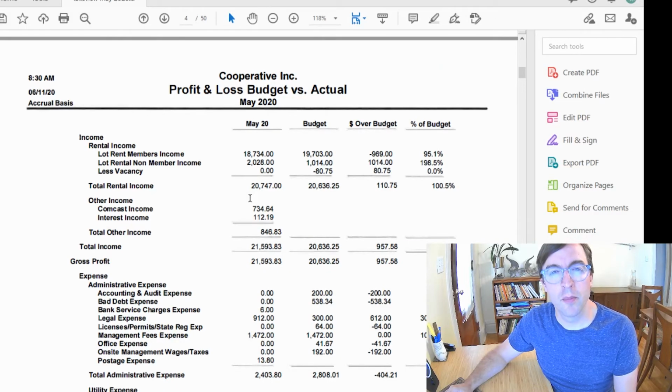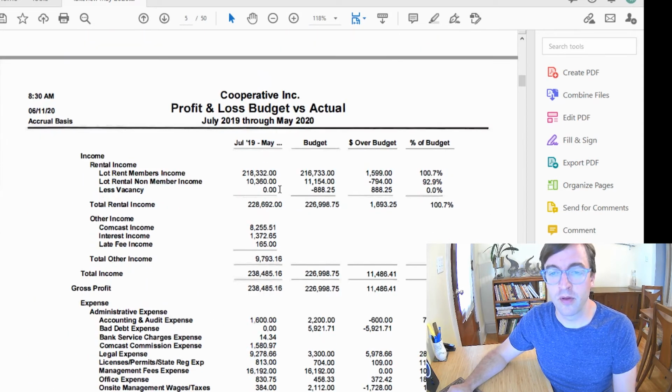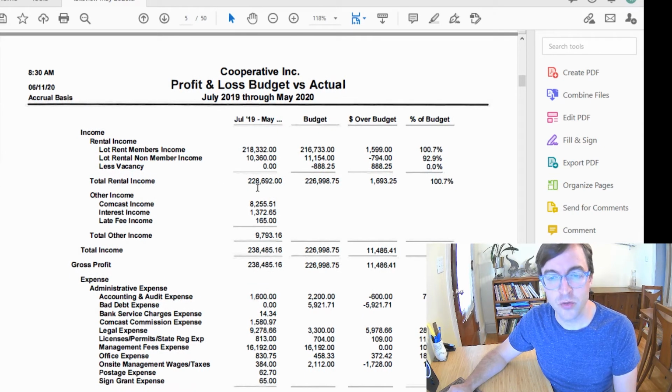To see whether your co-op is living up to its vacancy budget or not, go to the profit and loss budget versus actual report and look at the total rental income line. If the actual lot rents for the month are greater than the budgeted amounts, which factor in that reduction for a vacancy, then your co-op is beating its budget. And in the case of this co-op, it's beating its budget for the month, and we can also look at the year-to-date budget versus actual report and see that it's beating its budget for the year-to-date as well. This is a sign that this co-op could probably keep using its light vacancy budget.